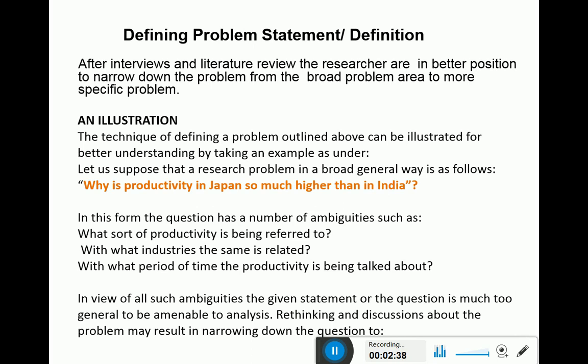This whole process is simply known as narrowing down the problem from a broad problem area into a specific problem area. Last time we did a discussion, now I would like to explain the whole concept with the help of an example. An illustration, an example, will make your idea clearer. Let's suppose that a research problem in a broad form is the following. Your broad problem area: why is productivity in Japan so much higher than in India?